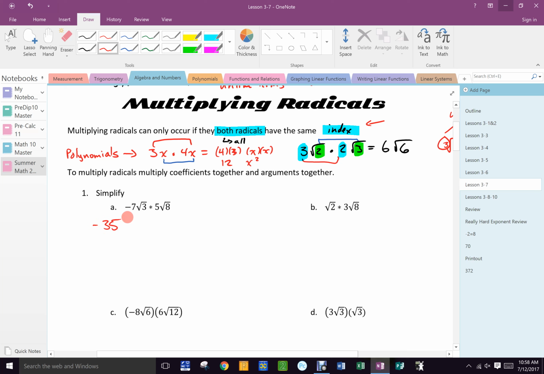Is everybody cool? Okay, so let's do this very first one. Negative 35 square root 24. Now, how did we get that? We took our coefficients and our arguments. Everybody cool? Now, is this done? No. Not reduce. Simplify. 24 is 4 times 6, isn't it?